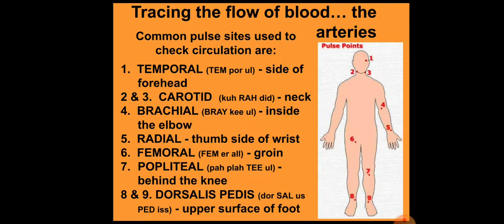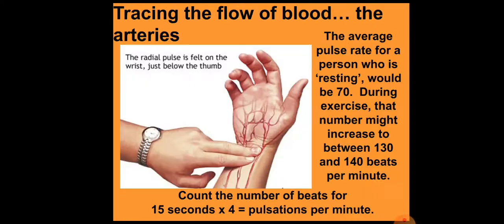Temporal is side forehead, carotid neck, brachial inside the elbow, radial thumb side of wrist, femoral groin, popliteal behind the knee, dorsalis pedis upper surface of foot. The average pulse of a person who is resting would be 70. During exercise, the number might be increased to between 130 and 140 beats per minute.